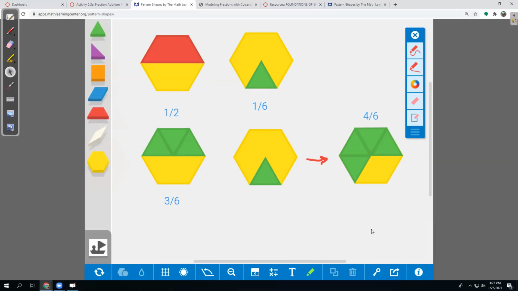Yes, no, maybe. Can I use another piece to illustrate this answer? A bigger piece? The rhombus. Yeah, I could throw the rhombus in there. So underneath, I'm going to draw this. Let's make a little arrow.